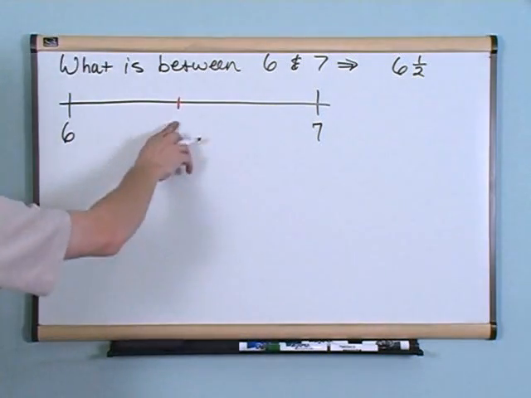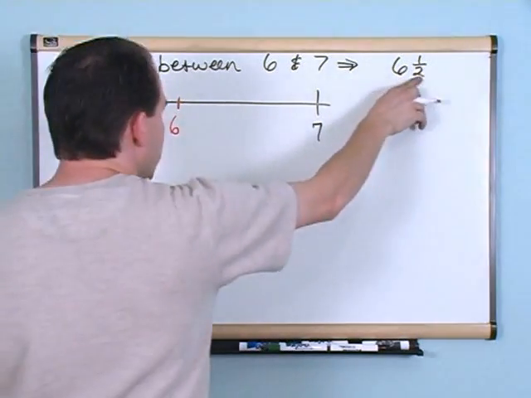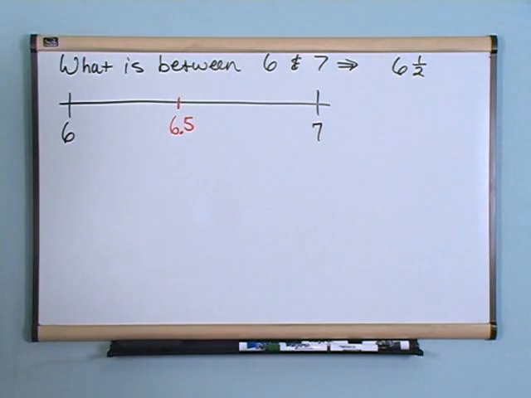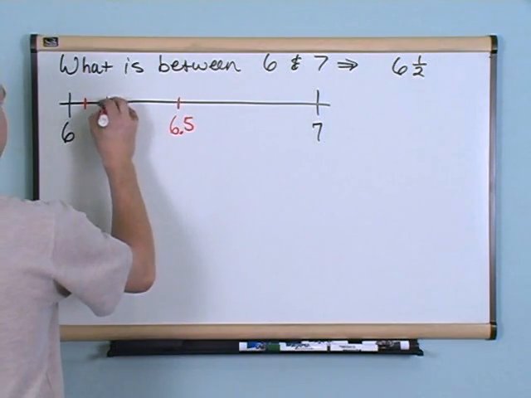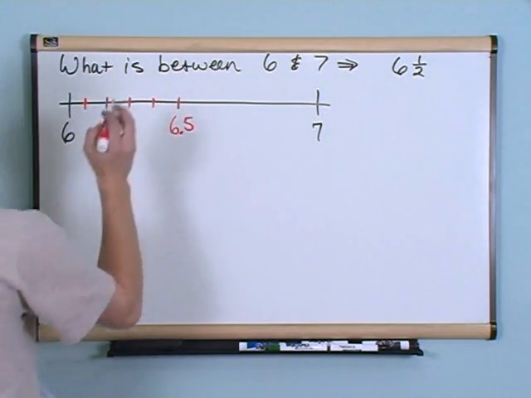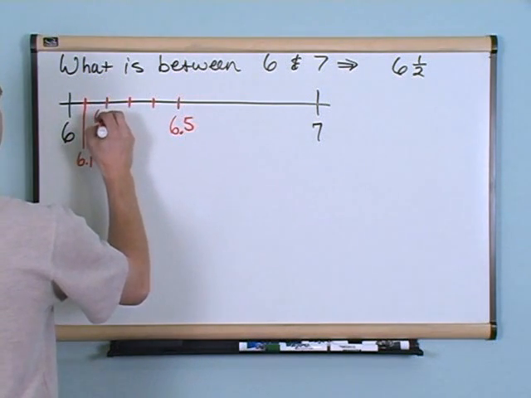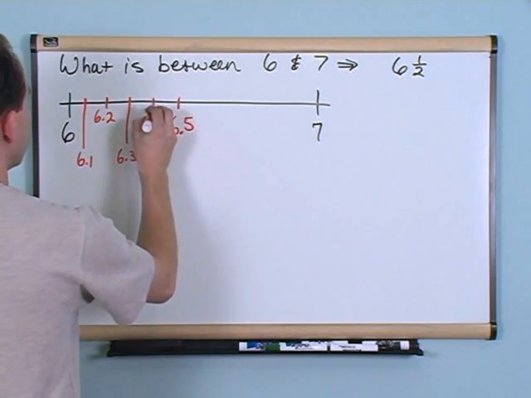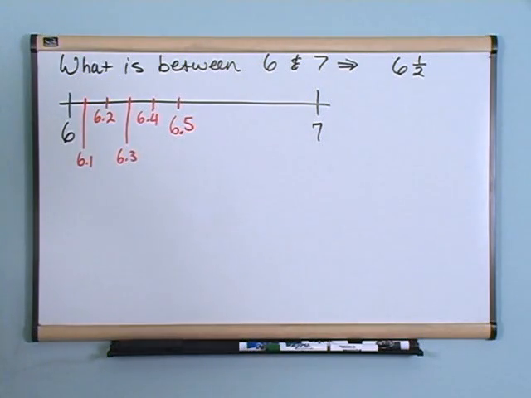So let's go ahead and do that. We'll have 6.5, but we're going to write it a little bit differently. Instead of writing the 1/2, we're going to say 6.5, okay? Now, to understand where this comes from, here is 6.1, 6.2, 6.3, and 6.4. So let's write this down. This is 6.1, 6.2, 6.3, 6.4. And then here's 6.5, okay?